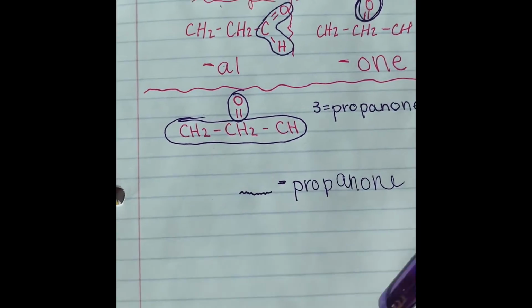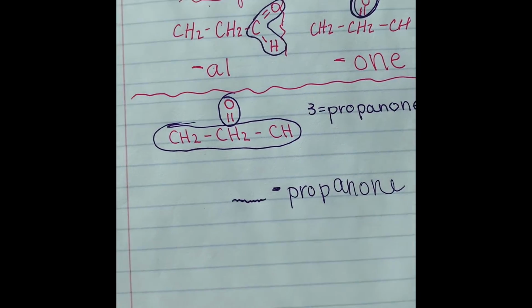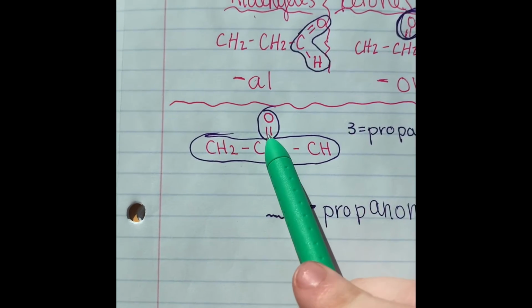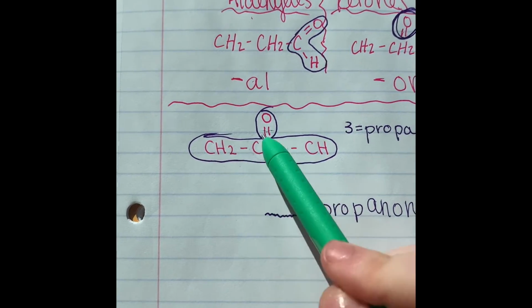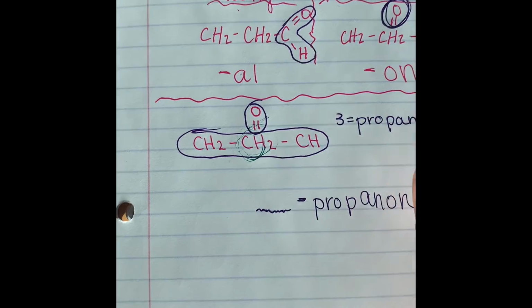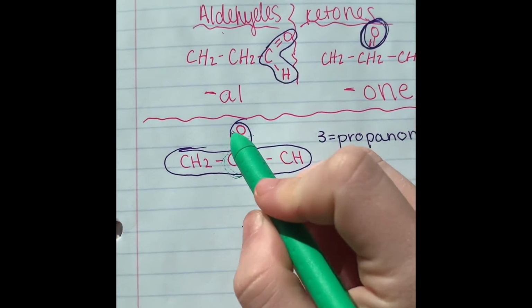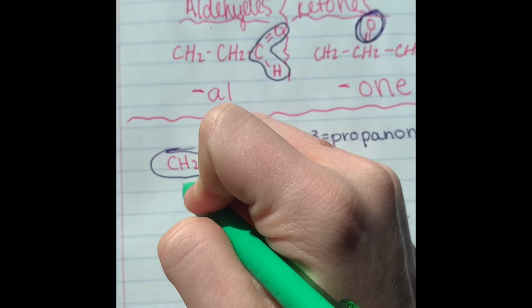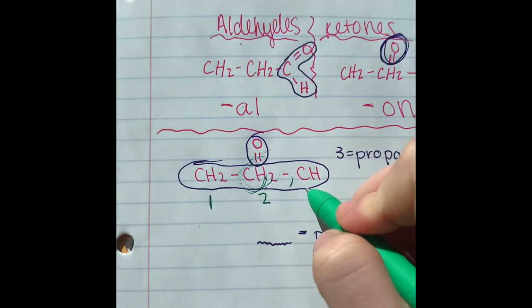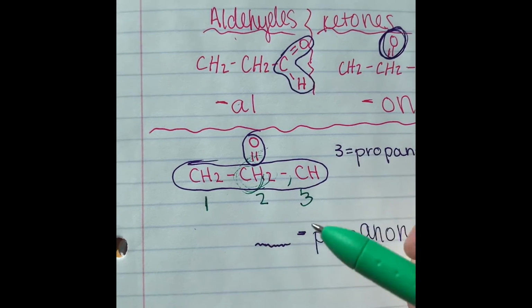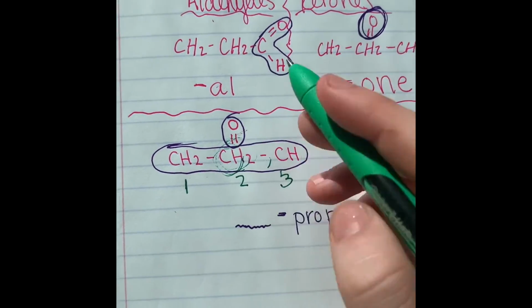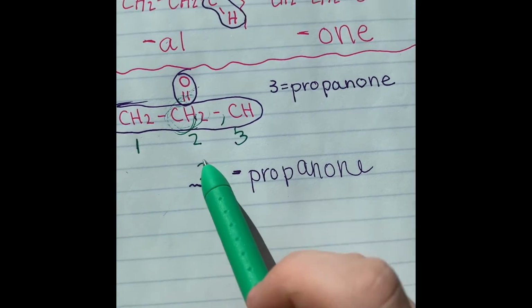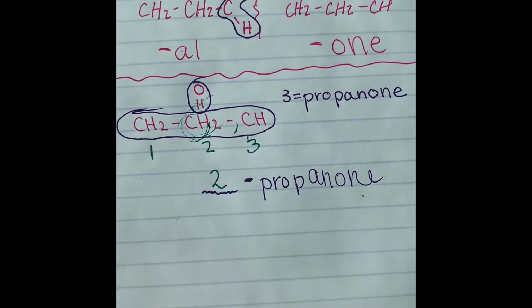And how are we going to decide what that number will be? Well, we're going to want to look at what number on the carbon chain the carbon is that is double bonded to this oxygen. We want to give it the lowest number possible, but it doesn't really matter here because we have 1 on each side. So let's just do it like this: 1, 2, 3. The ketone is coming off the 2, so therefore we would put 2 right here. And the answer for this would be 2-propanone.